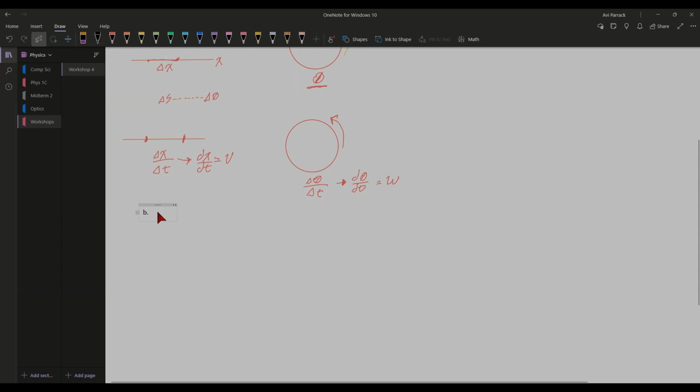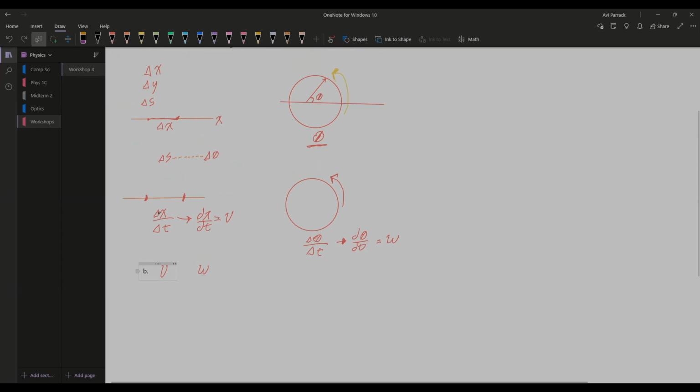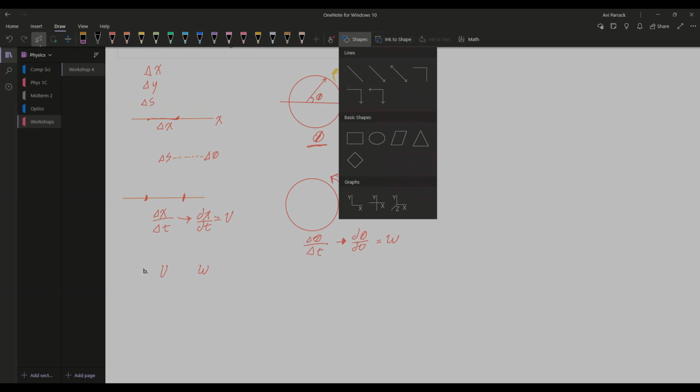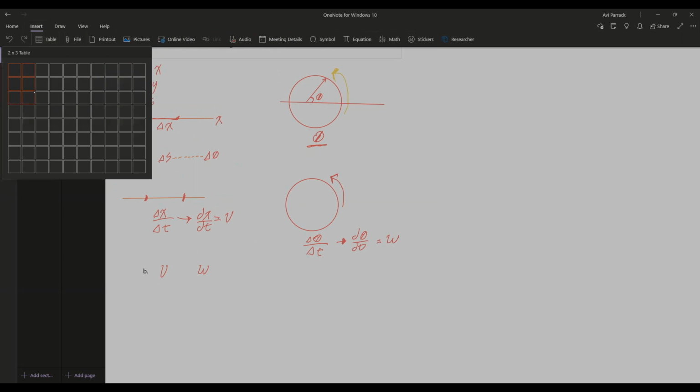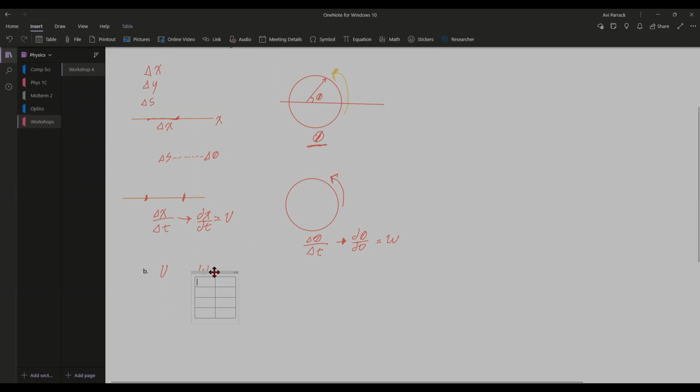And what we've got is we started with v, and now the new thing is omega. This is the angular version. We can do a little table. Let's do a table. Into shape, insert table. Let's put this table off to the side so we can keep track. We're going to want to use these. So this is linear. This is the angular equivalent.